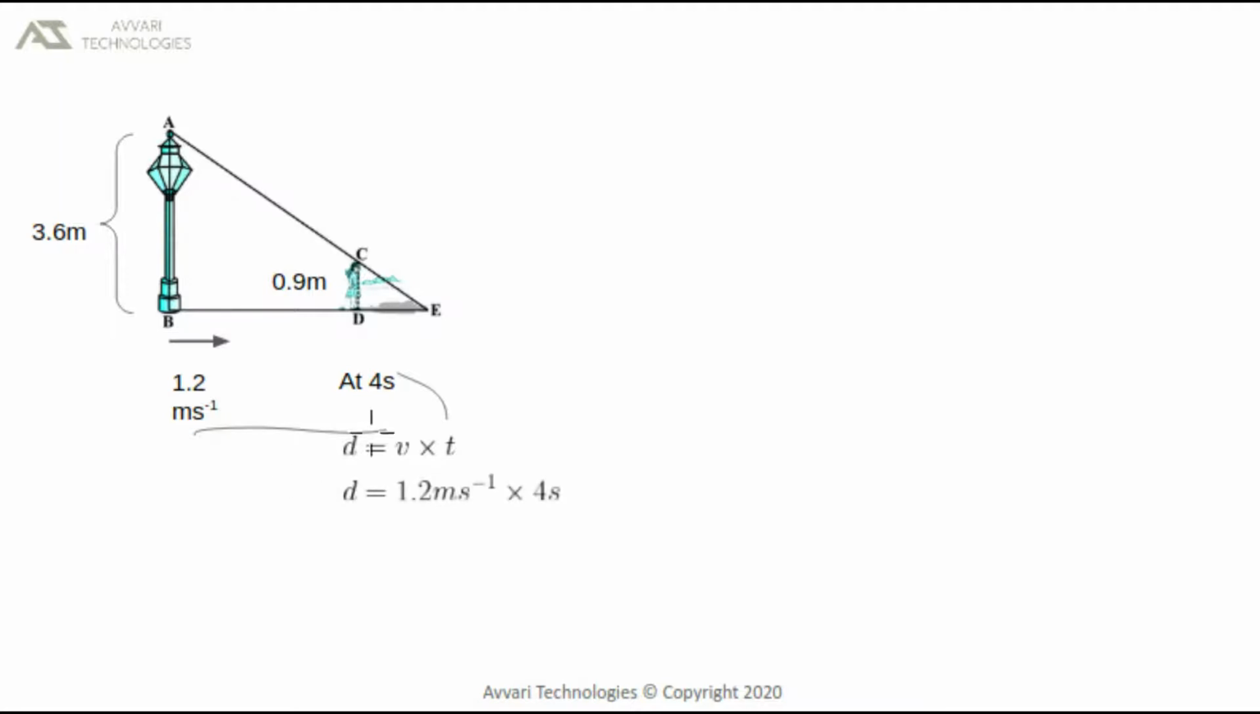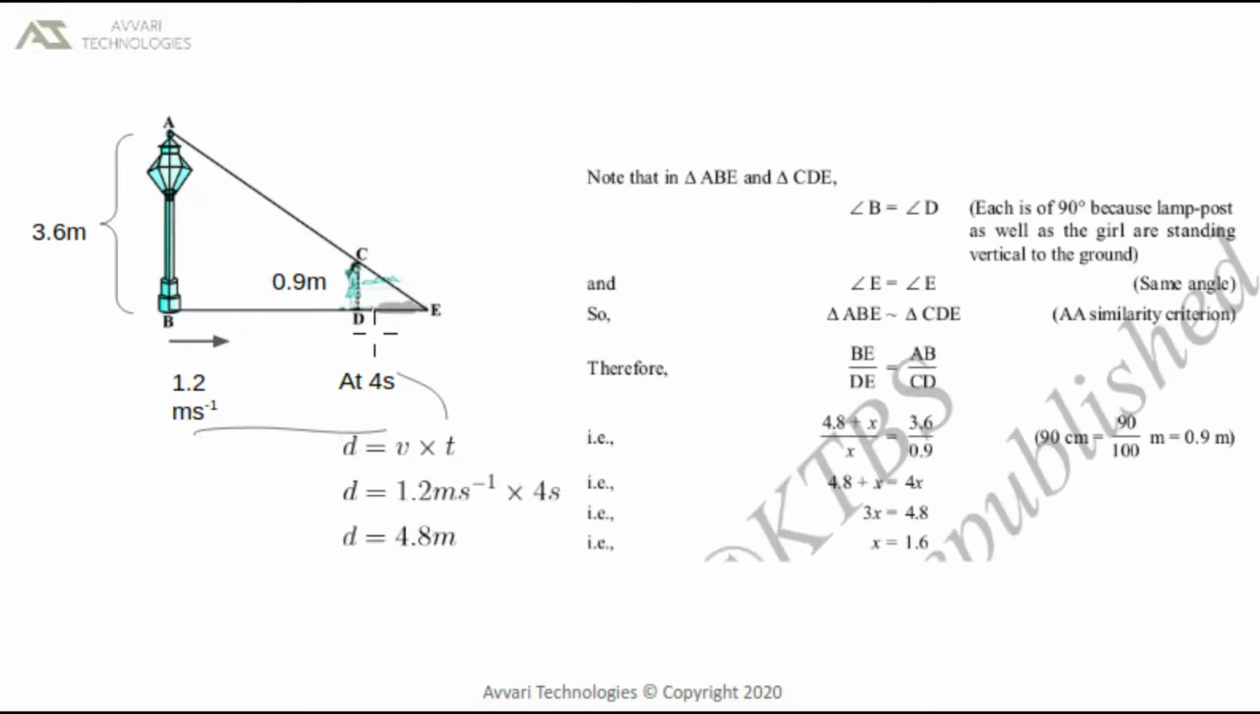Now let us plug in these values. The velocity she was traveling was 1.2 meters per second. She traveled 1.2 meters per second for 4 seconds. So the total distance covered is 4.8 meter. This distance is 4.8 meter. We need to find the length of the shadow that is casted by the light on her.